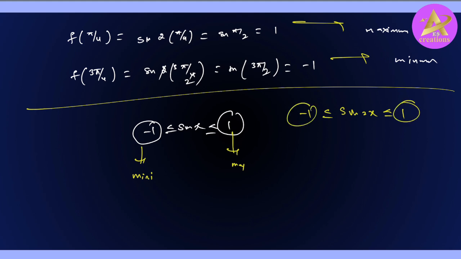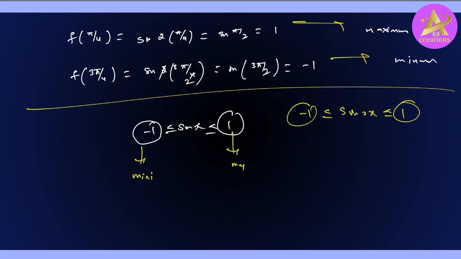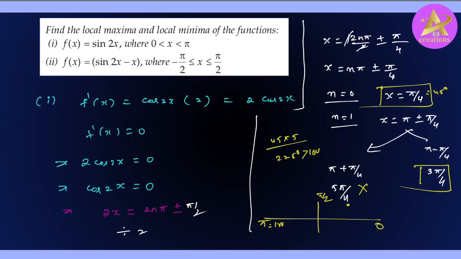These are the values we got here. In general we get like this. By the differentiation method we can get points like this. I hope this is clear.